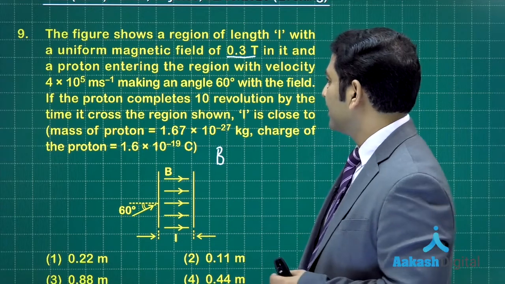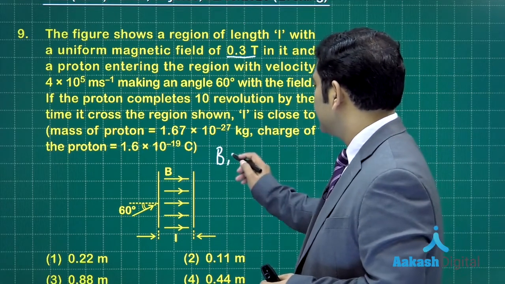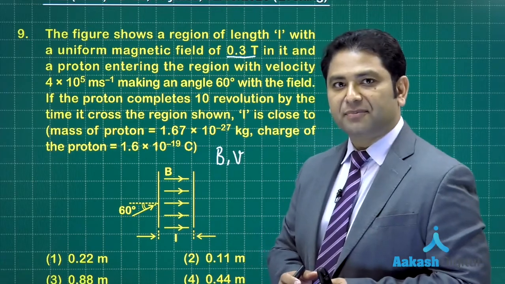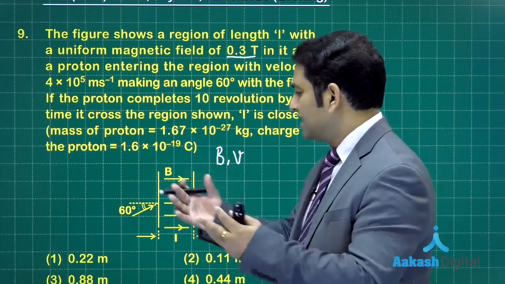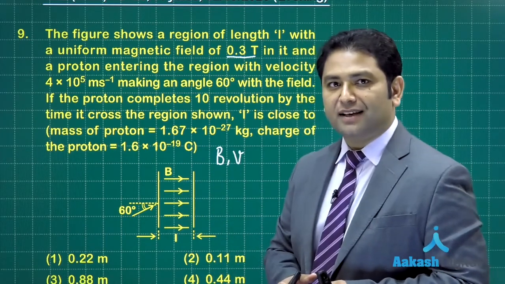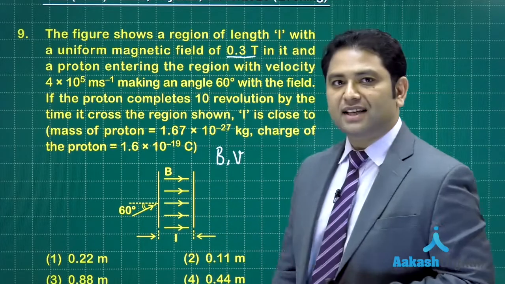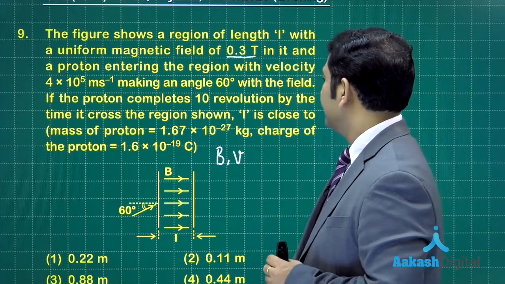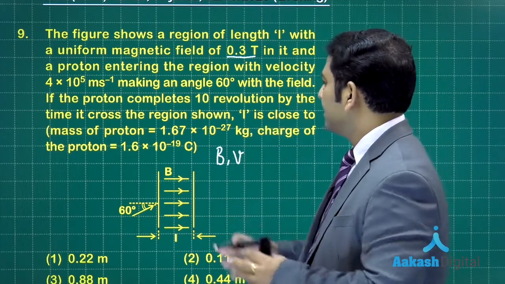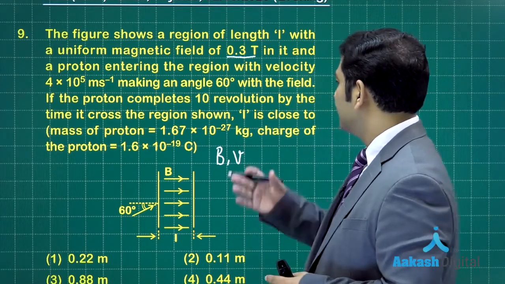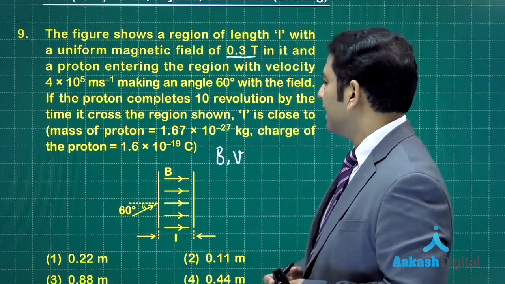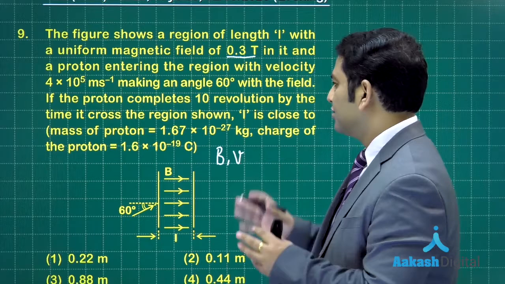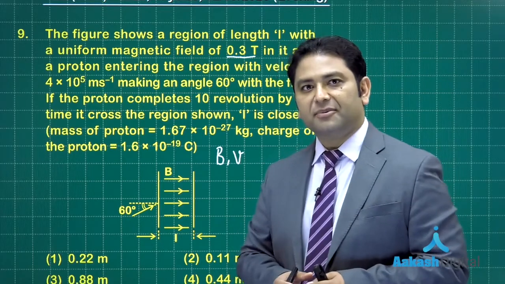At the end, we may plug in the value. The velocity is also given. That's V. And even the angle, 60 degree, is there. Now, what would be the path? Of course, that's going to be helix because the angle between velocity and magnetic field is 60 degree. Further, let's see. This particular proton, the charged particle, completes 10 revolutions by the time it crosses this region of length L. And we need to find the value of length L.